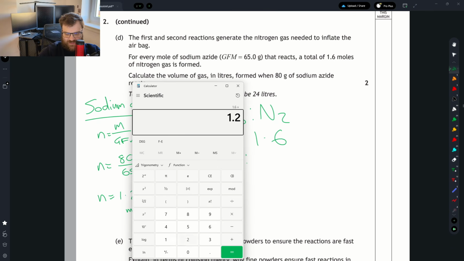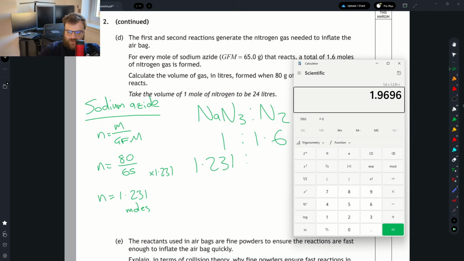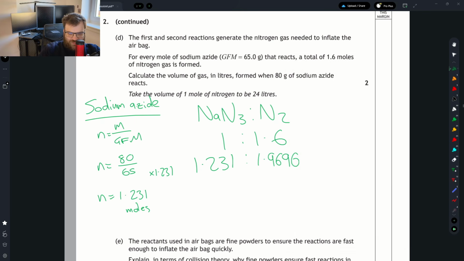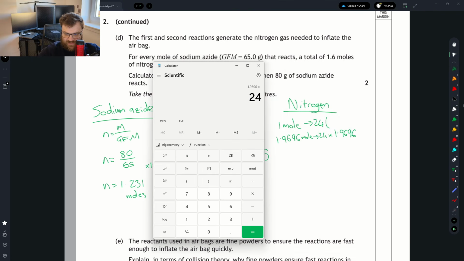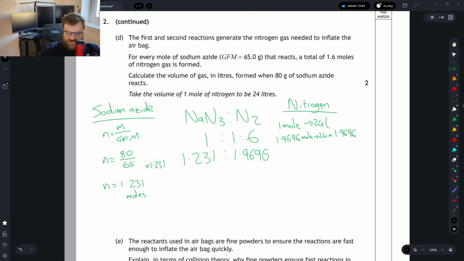1.6 times 1.231 gives 1.9696. Keep it as unrounded as possible at first, and then we'll round it at the end. Going over to nitrogen, it tells us that 1 mole is 24 litres. If we have got 1.9696 moles, we're going to do 24 times 1.9696. We'll take our answer from before, times it by 24, and I'll round that to 47.3, from 47.27, so 47.3 litres for the answer for that one.